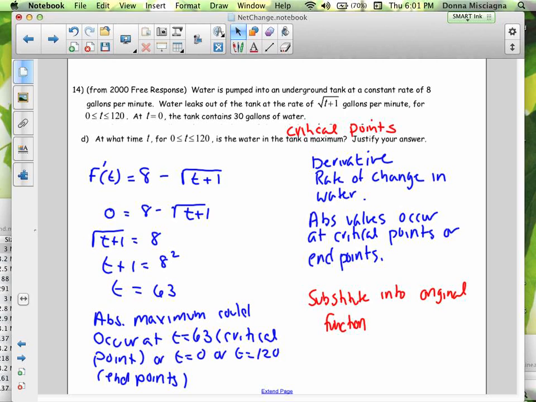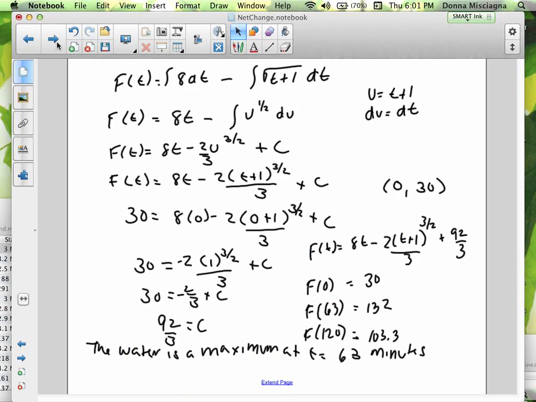All right, so now to find the values, you just substitute back into the original function. I think I did that on the next page. Yes, I did. So we're just plugging back into our original function. And now we've got to find our original function, right? Because we weren't given our original function. So we're going to integrate: the integral of 8 dt minus the integral of the square root of t plus 1 dt. And if you remember from the other page, u was t plus 1. So we integrated this on the other page: 2/3 u to the 3/2 plus c.